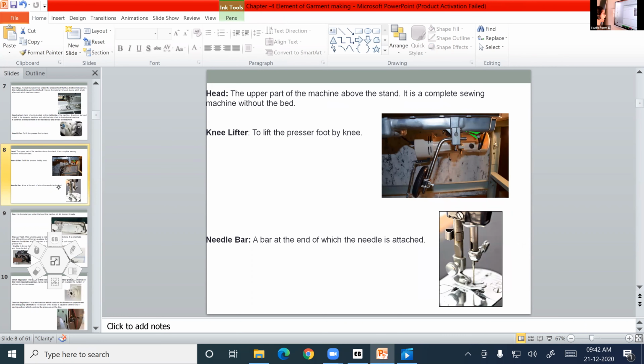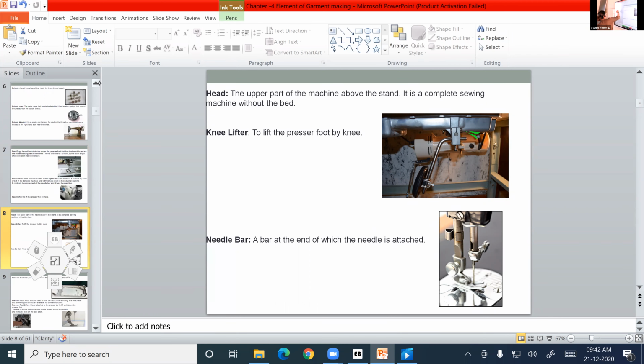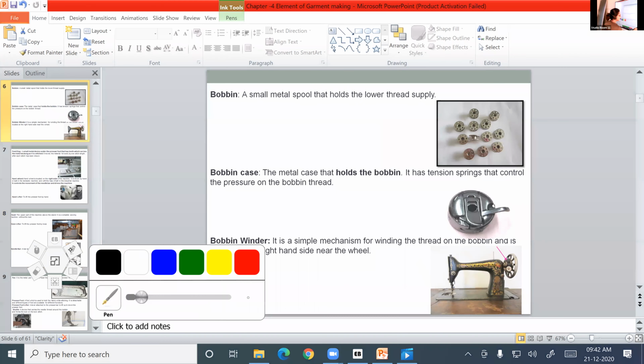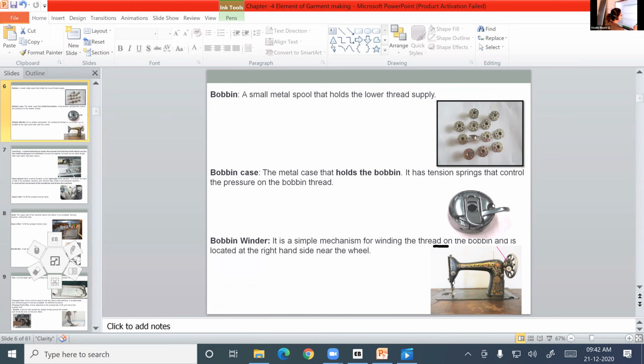The next one is the head, the upper part of the machine above the stand. It is a complete sewing machine without the bed. I'll show you. This upper part of the sewing machine is called the head of the sewing machine. Understood?